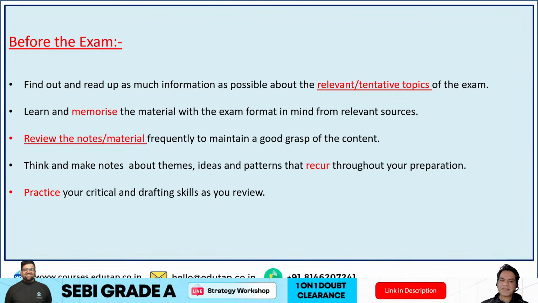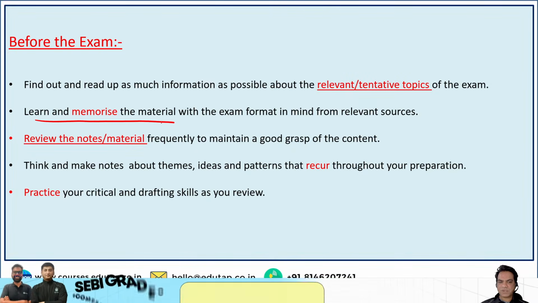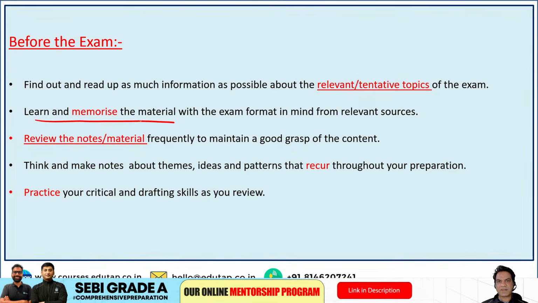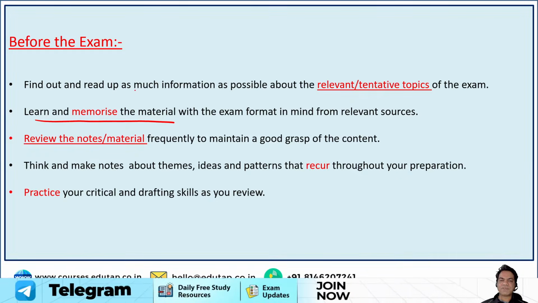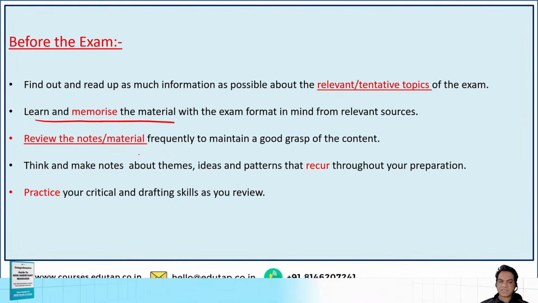Learn and memorize the material, the data points, with the exam format in mind from relevant sources. You can't just expect yourself to remember everything. So what you do is, guys, whenever you come across a specific data point, note it down, save it in your computer and revise it, memorize it so that you can use it for your answers. Review the notes and material frequently to maintain a good grasp of the content.